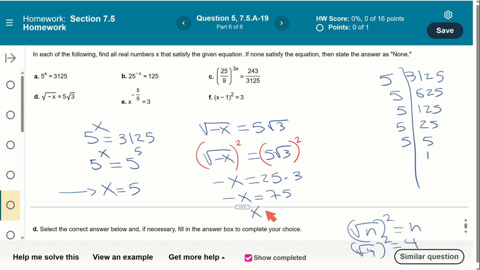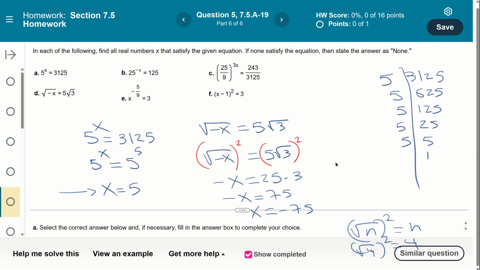So what is x? Multiply both sides by negative 1. Negative 75. All right. So I'm going to go ahead and erase these so I can show you maybe a couple more.